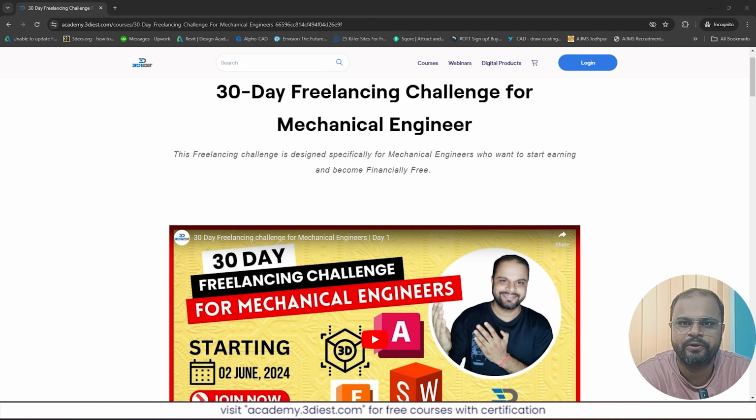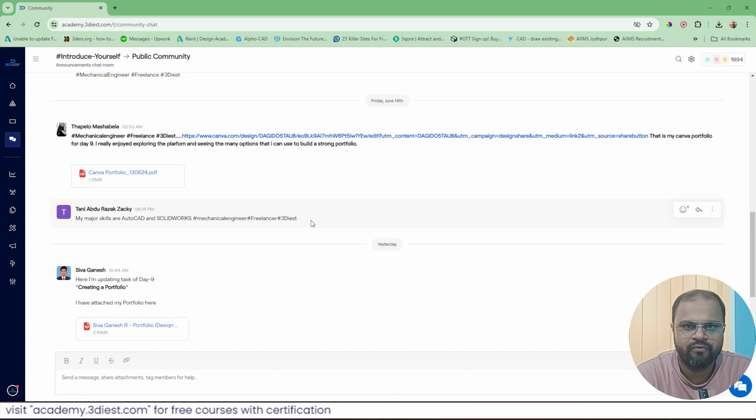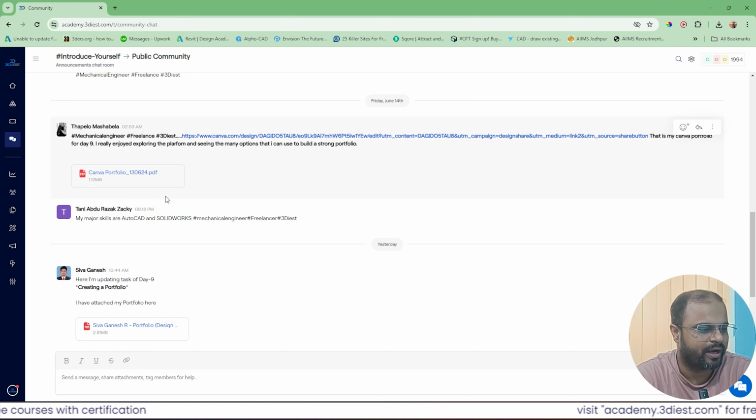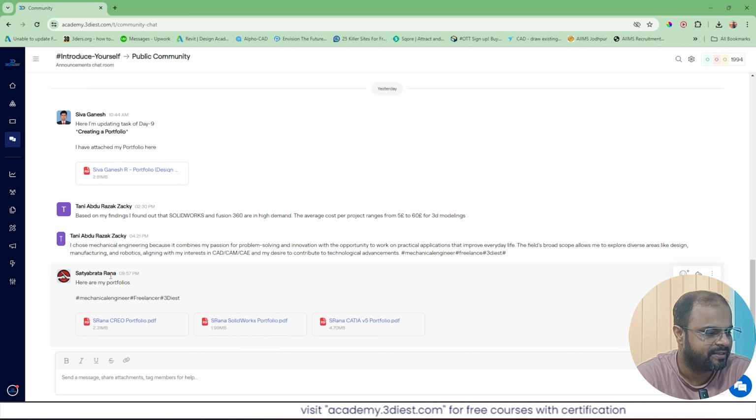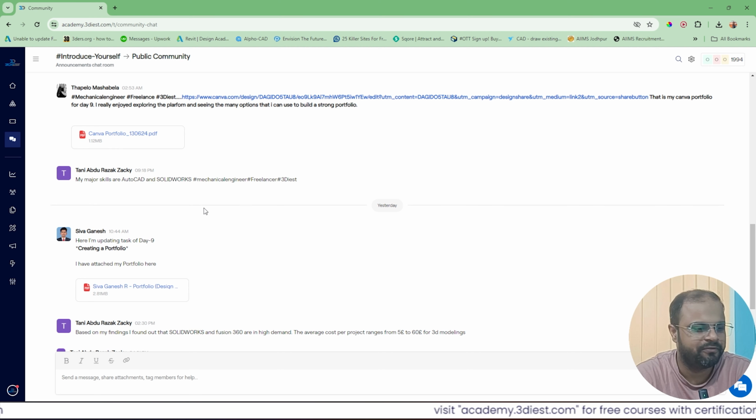So let's move on to our community now, and we'll see how many students have already submitted their portfolio, what mistakes they made, and how those mistakes can be avoided and improved. Here on our community page, three students have already submitted their portfolios. The first one is Thapelo, the second one is Siag Ganesa, and the third one is Rana. Now we are going to review their portfolios.